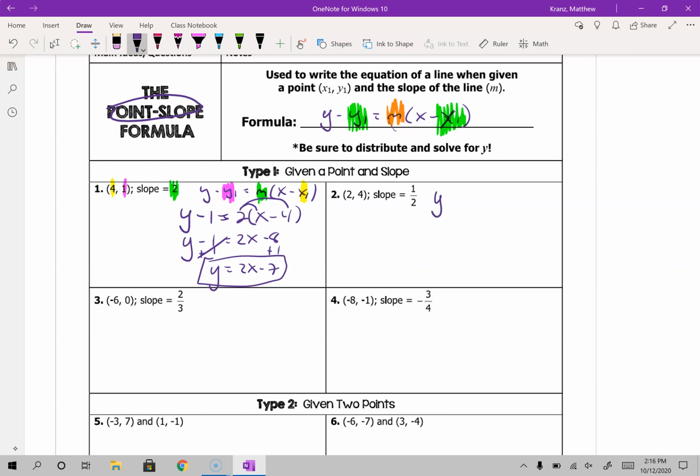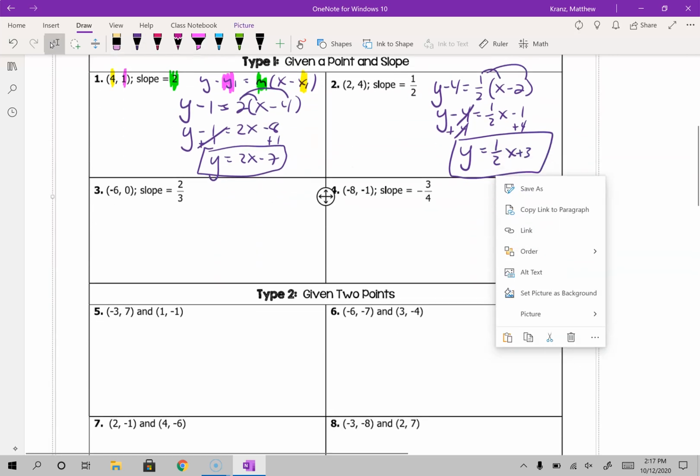We have y minus our y, which is 4, equals our slope, which is a half, times x minus our x, which is 2. I have to distribute this. So I have y minus 4 equals 1/2 x, and 1/2 times negative 2 is negative 1. And now I add a 4 to both sides, and I have y equals 1/2 x plus 3. All right, 3 and 4, I'll have you guys do in class.